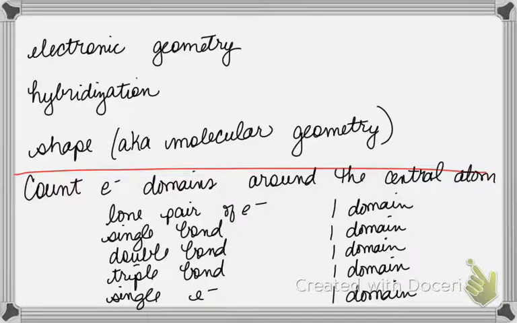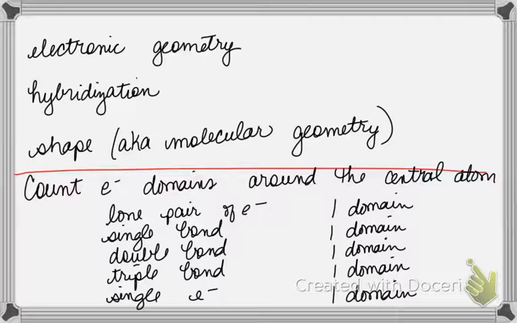So why did we make a list if it's all one domain? Because if we were in class, I would get to hear y'all do this. But even at home, you are going to at times be tempted to look at a double bond and count it as two domains because it's a double bond, but it only counts as one domain. So that's why we have the list, so that when you make an error, we can look back here and remember, oh, everything's just one domain.